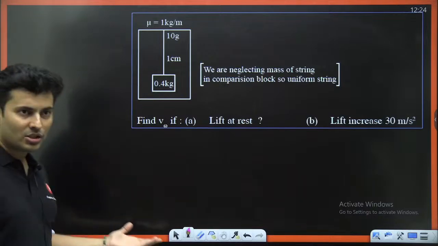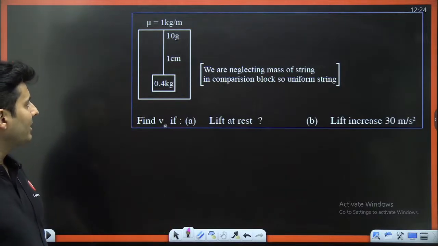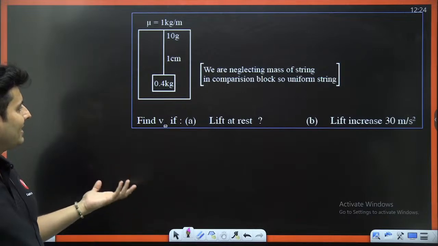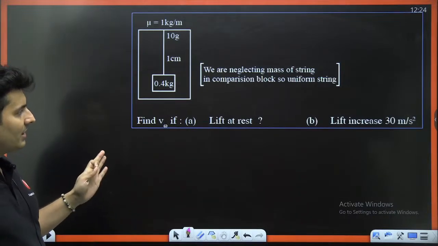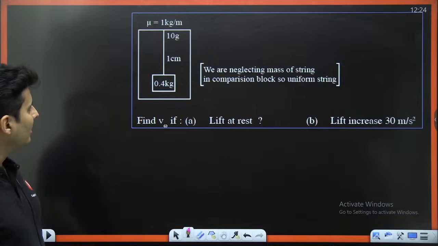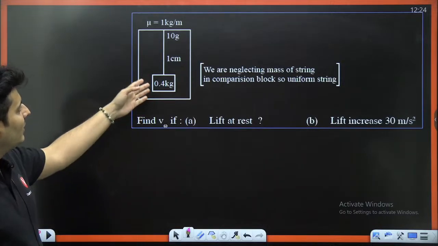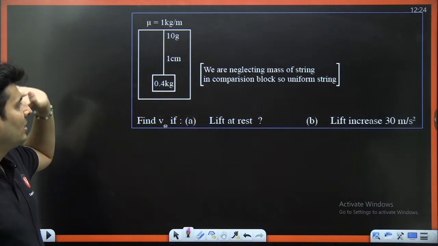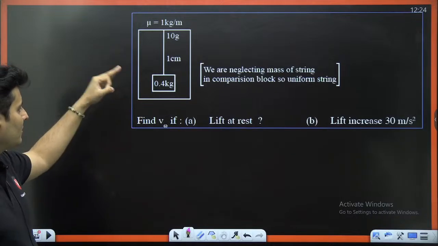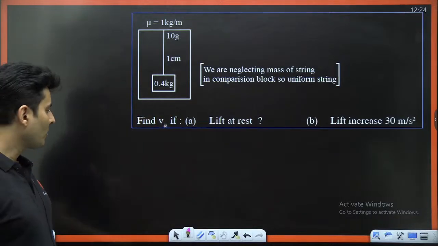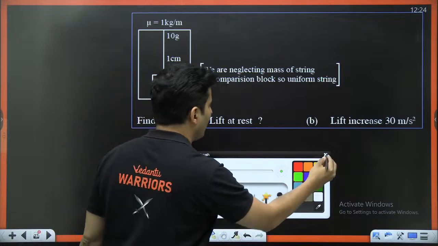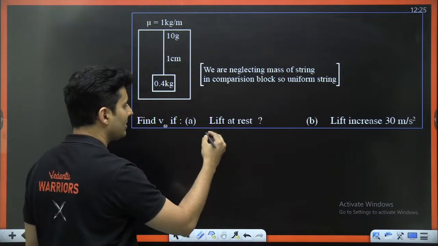Okay, there is a string which is holding a mass. The lift, I think, is at rest, and next time the lift is going up with 30 meters per second square. Mass per unit length, everything is mentioned. Question is find the wave speed. So I feel you should know the tension at both the cases.